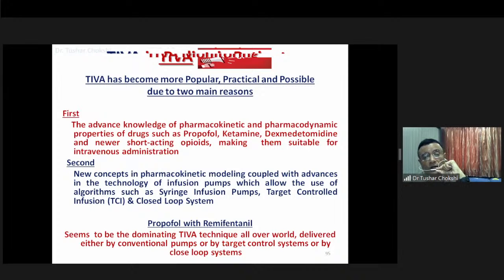Second, new concepts in pharmacokinetic modeling, coupled with advances in the technology of infusion pumps, allow the use of algorithms such as syringe infusion pumps, target controlled infusion, and closed loop systems. The first generation TCI machines are now over. Now second and third generation TCI machines are developed. And still Propofol with Remifentanil is rolling all over the world.